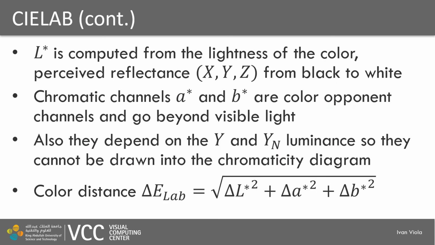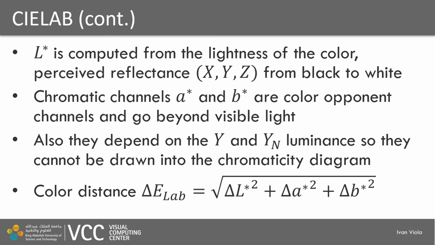So as you see, we have the L standing for the luminance or for the lightness. The chromatic channels A and B are the color opponent channels, which are dependent on the luminance that is defined also by the white balancing.